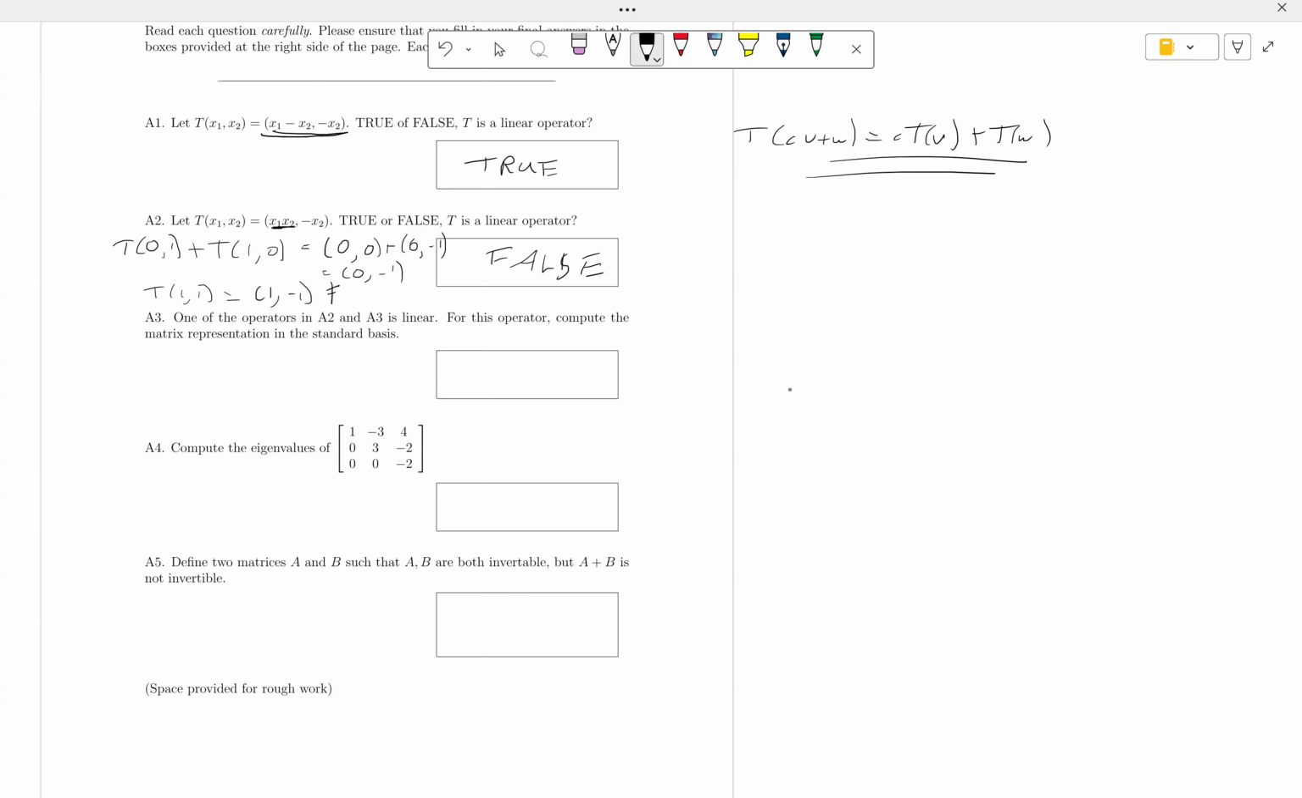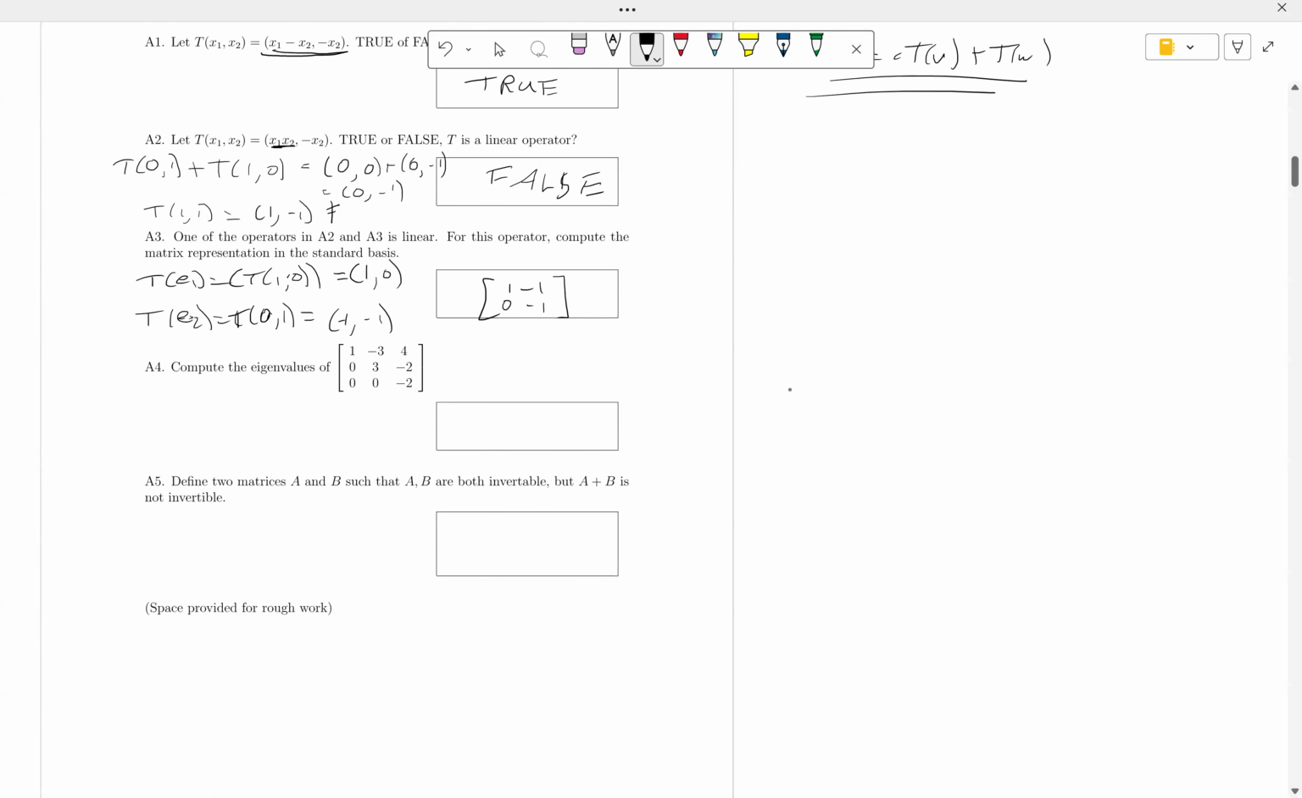So because A1 is correct, we want the matrix representation for this expression in the standard basis. So we need to look at what T of E1 is, and this is T of (1,0), which we can show is (1,0). And T of E2, which equals T of (0,1), equals (1, minus 1). So my matrix representation is the matrix with rows (1, 1) and (0, minus 1).